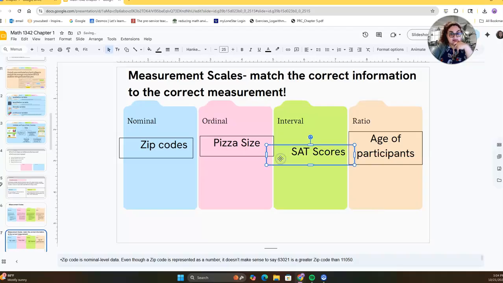But it's also not really a thing to say that 1300 is twice as good as like 650 or anything like that. But I could say that like 1450 is 200 better than 1250, something like that. But it doesn't make sense to say my score was double your score for SAT scores.